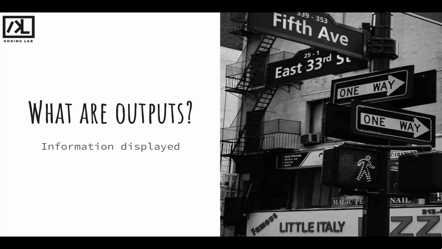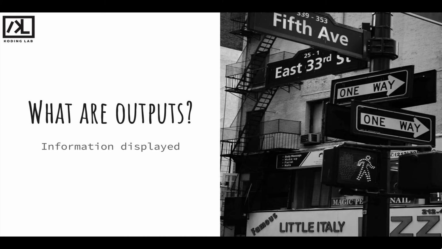And so, for example, if you are walking down the sidewalk or you're driving down the street and you see a street sign, so Fifth Avenue, that sign in and of itself represents an output. It's information that is being displayed. So you can take in that information and make a decision on it. So in this particular context, you can keep driving down the road, or you can make a turn or turn back around.